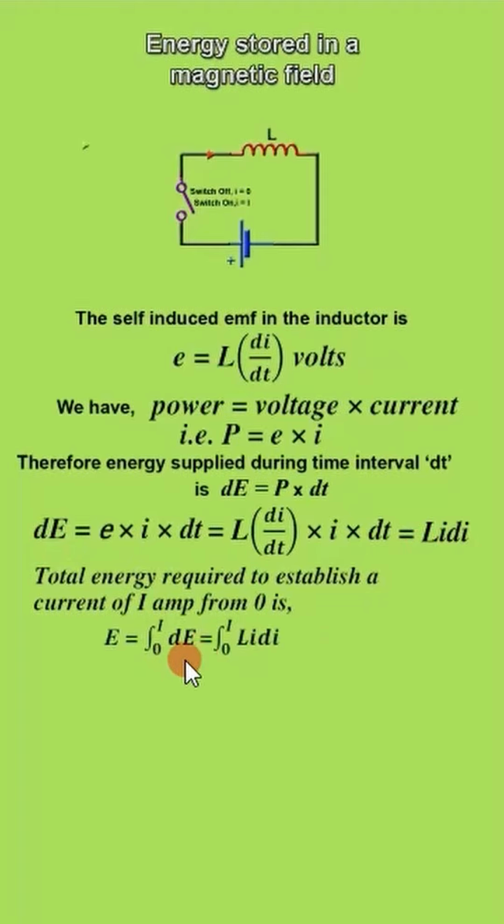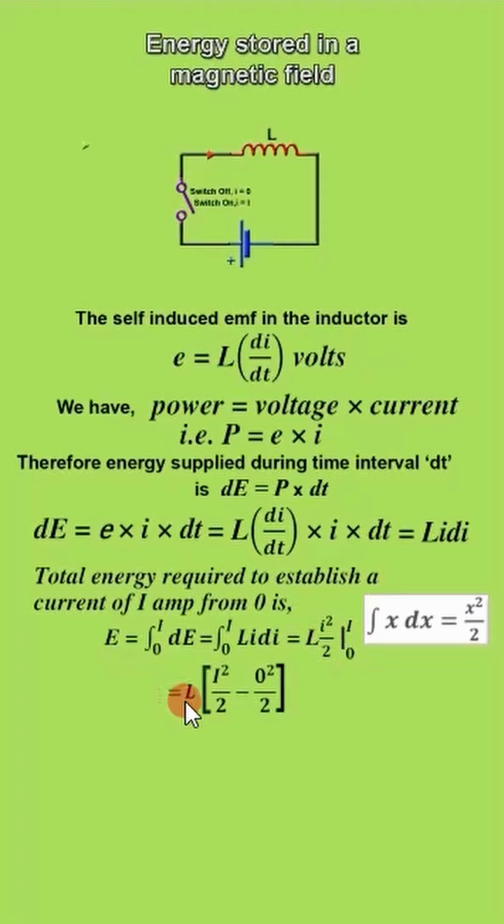So this becomes E is equal to integral of 0 to I of L I di. We know that integral of x dx is equal to x squared by 2. Therefore, integral of I di is equal to I squared by 2. So this becomes L into I squared by 2, and we have to give values from 0 to I. L is a constant, that is why it is taken outside. While giving values of 0 to I for this I, total energy becomes L, which is a constant, into I squared by 2 minus 0 squared by 2.